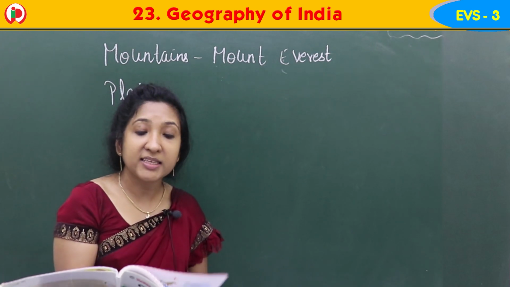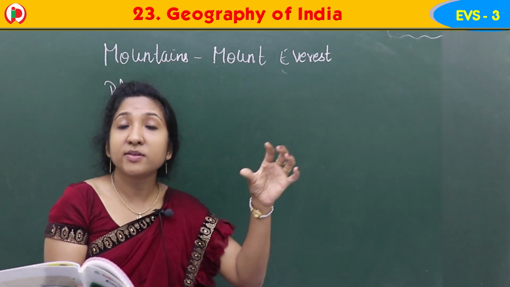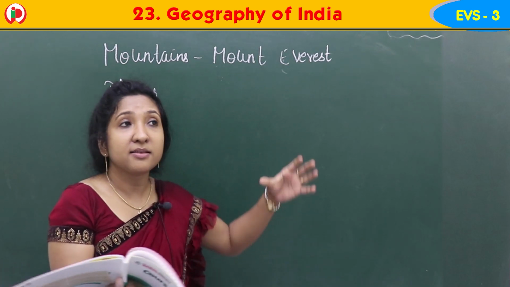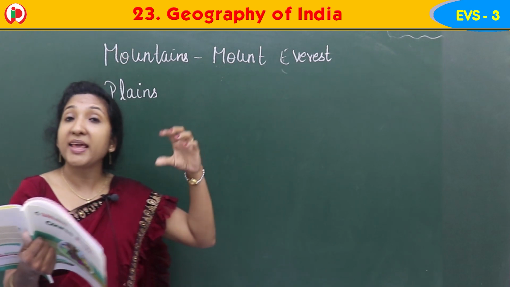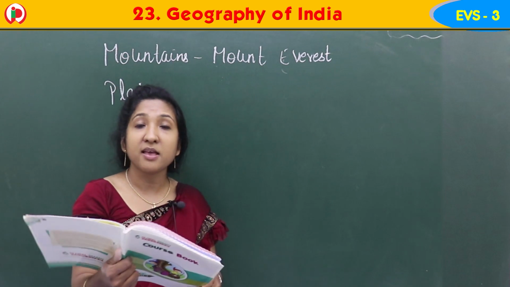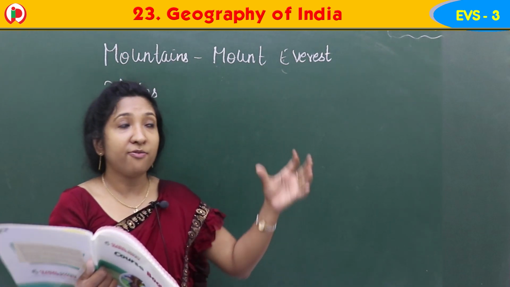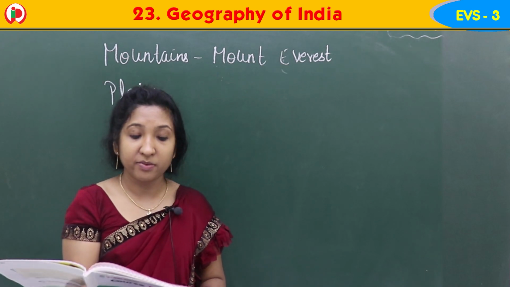Yes, then along the eastern and western coasts we can also see narrow stripes of land. These narrow stripes of plains meet in Kanyakumari, which is in Tamil Nadu, isn't it? Yes, many rivers flow here, and they all finally fall into the sea.